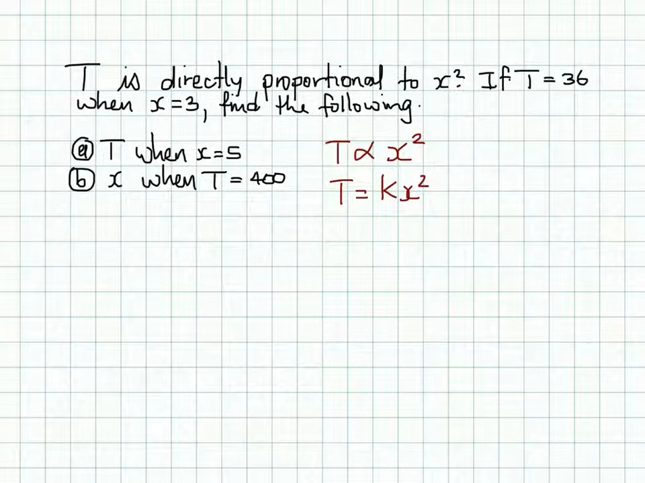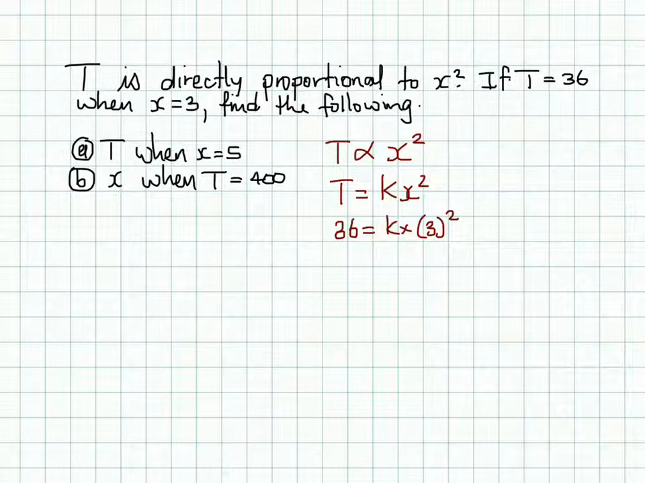I've been told that t is 36 when x is 3. So I'm going to replace t with 36 and replace this x with the number 3. So 36 is equal to k times 3 squared. Because x was squared, when I replace the x with 3, I have to square it.